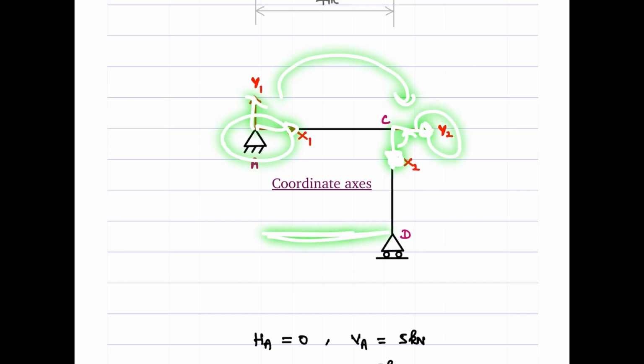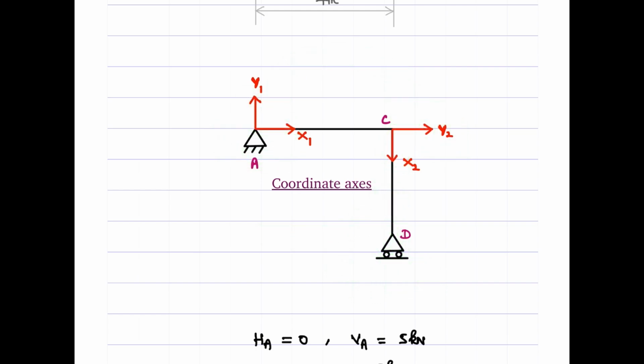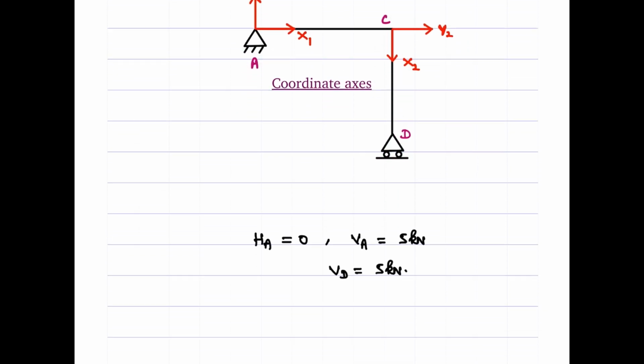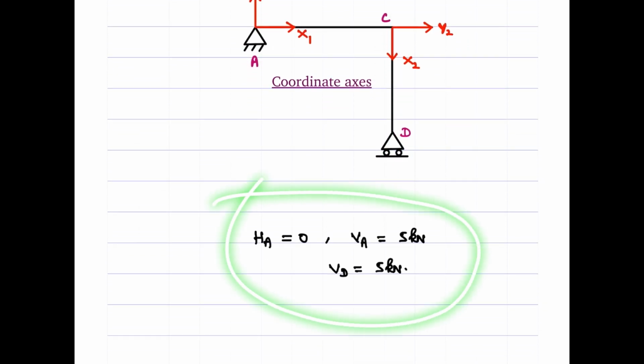For example, if I have another member here, what should I have done? I will be marking this as my x3, and then this or this as my y3. This as my y3. Okay, because this is my counterclockwise direction, right? So that's what I mean here. So we already have determined the reactions.